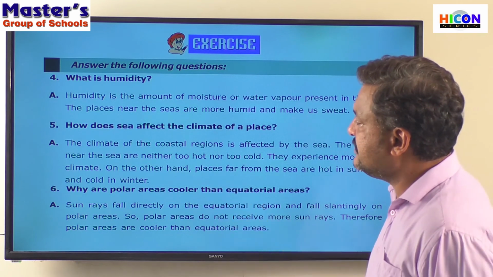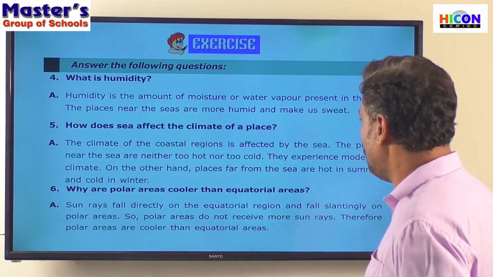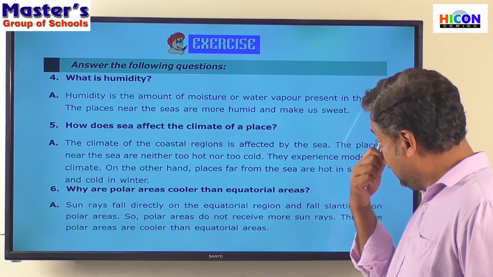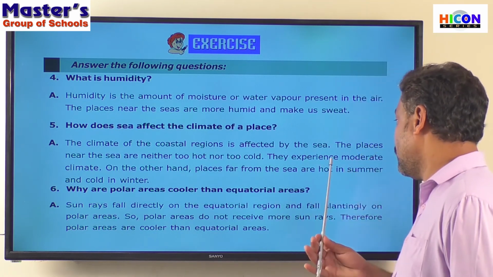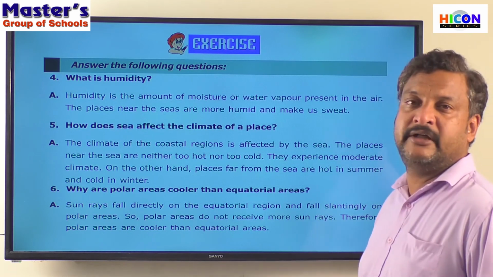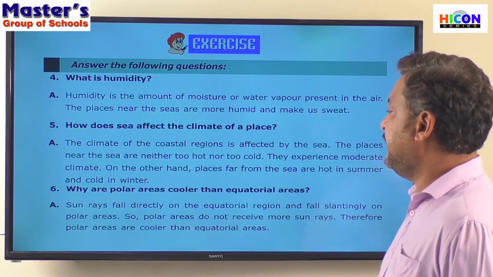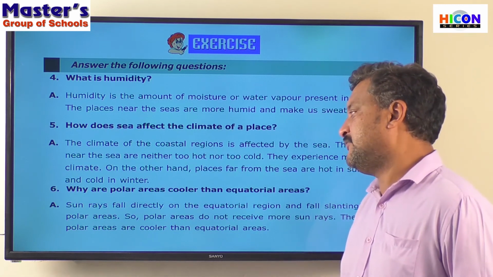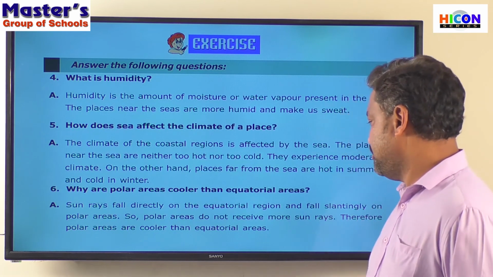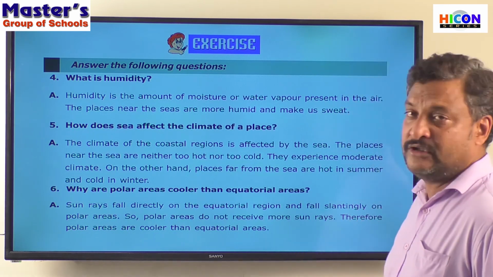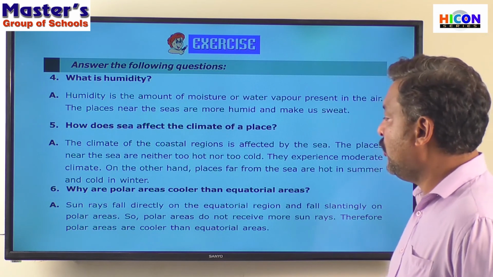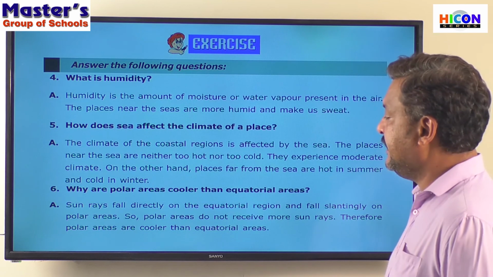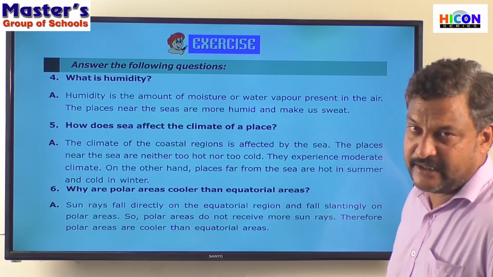The places near the sea are neither too hot nor too cold. They experience a moderate climate. On the other hand, places far from the sea are hot in summer and cold in winter. Why are polar areas cooler than equatorial areas? Sun rays fall directly on the equatorial region and fall slantingly on the polar region. So, polar areas do not receive more sun rays. Therefore, polar areas are cooler than the equatorial areas.